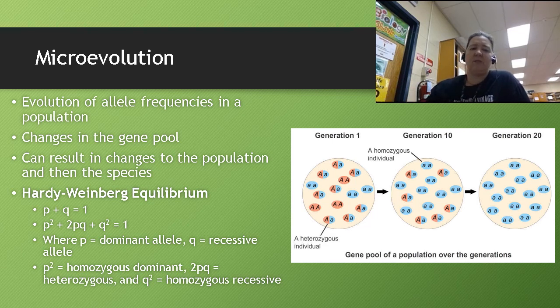So we have p, where p is the dominant allele, q is the recessive allele, p squared is the homozygous dominant individual, 2pq is heterozygous, and q squared is the homozygous recessive individual. So we can actually use information within a gene pool to study changes over the course of time.